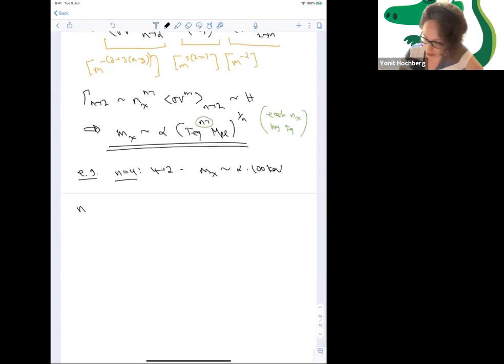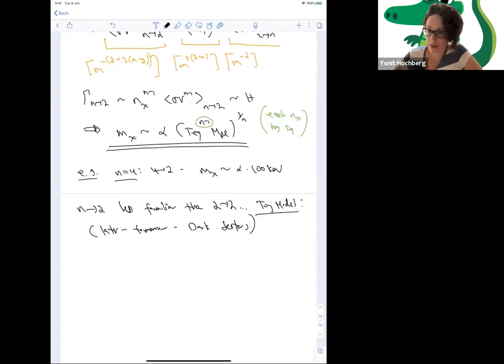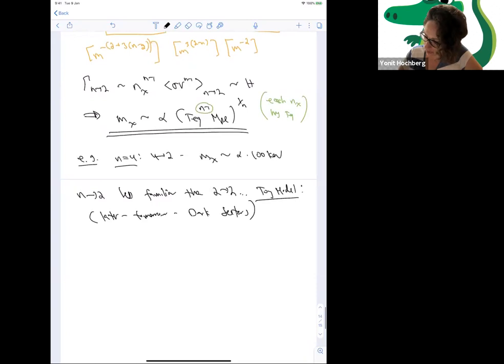Now, I'll also point out that n to 2 processes are less familiar than the ordinary 2 to 2 that we're used to thinking of. So let me give you here quickly a toy model, and tomorrow we're going to see a full theory when we talk about dark sectors. But let me at least provide you with a toy model for 3 to 2.